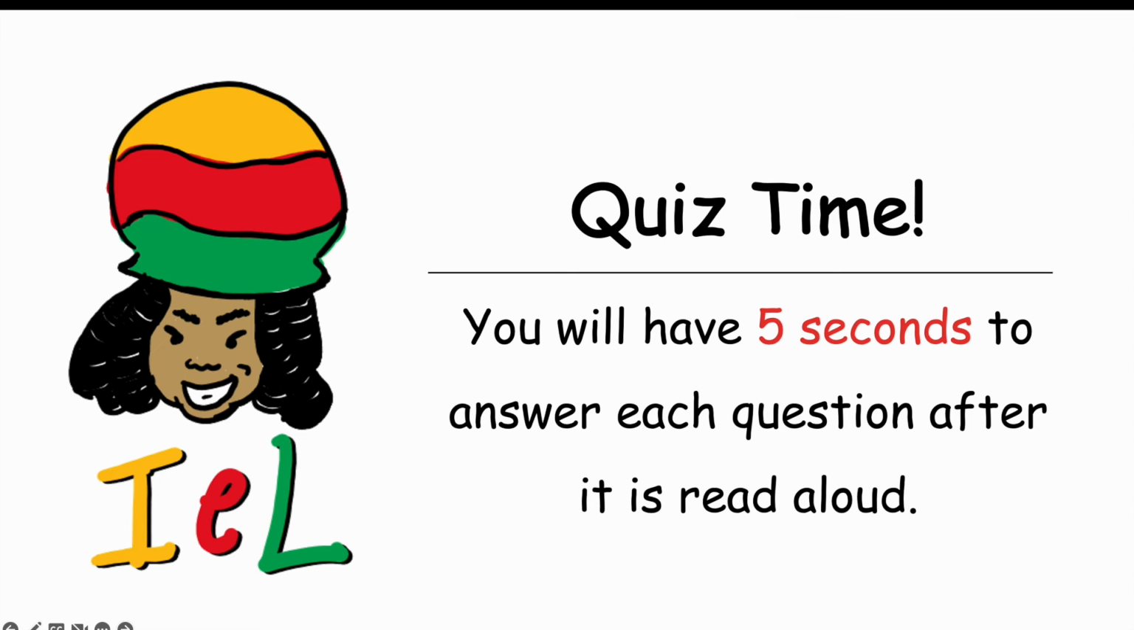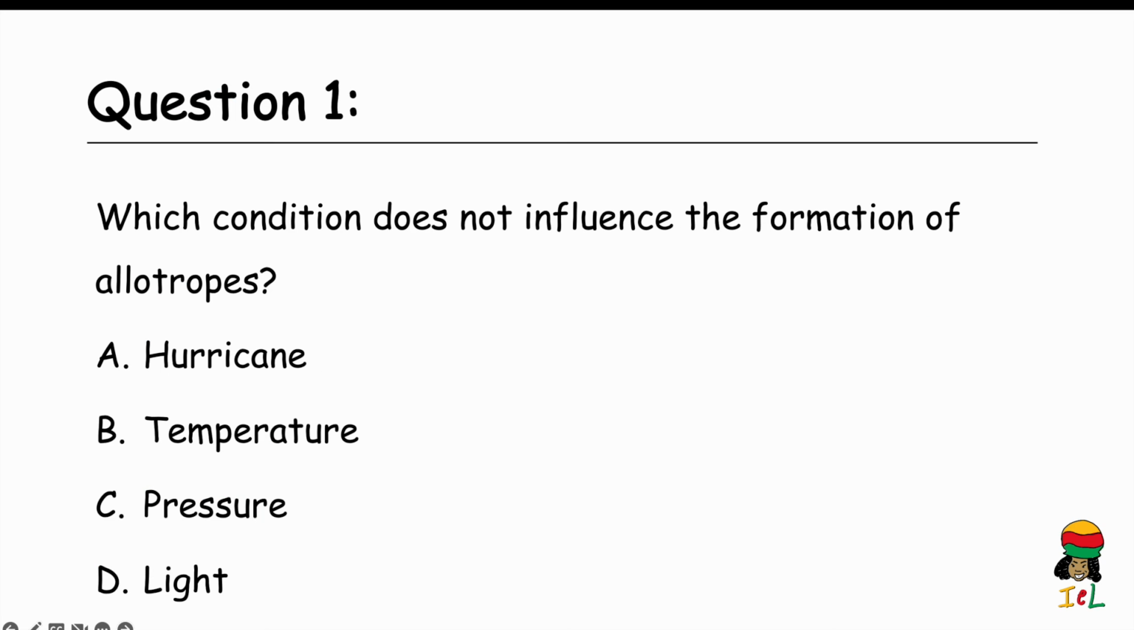It's quiz time. You have 5 seconds to answer each question after it is read aloud. Question 1. Which condition does not influence the formation of allotropes? A. Hurricane, B. Temperature, C. Pressure, D. Light. The answer is A. A hurricane does not influence the formation of allotropes.